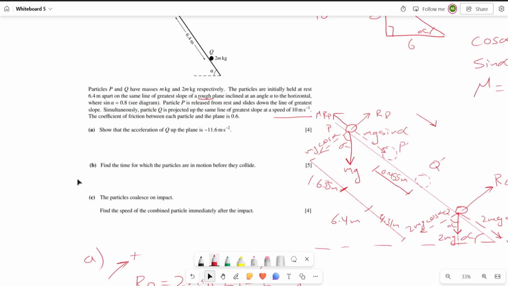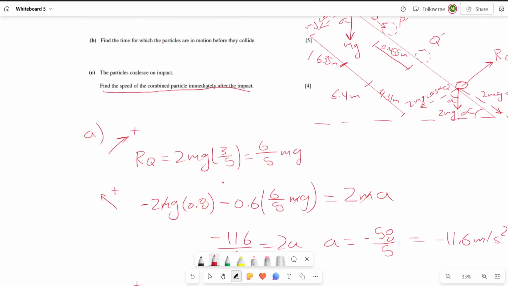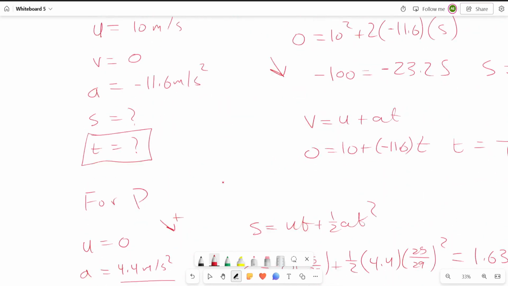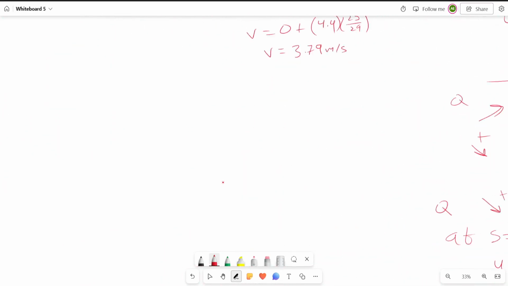Let's try to solve part C. So part C says that the particles coalesce on impact. So basically this is now a momentum question. When they coalesce, it means that they join, so their masses join and they move with a single speed. So find the speed of the combined particle immediately after the impact. For this, we need to use the laws of conservation of momentum.